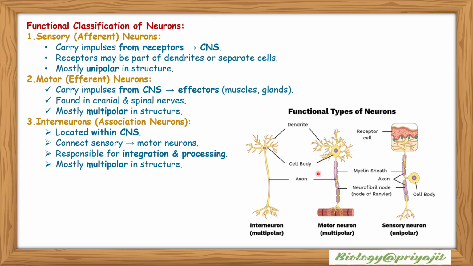The second one is the motor or efferent neuron. It carries impulses from the CNS to effectors, that is muscles and glands. They are found in cranial and spinal nerves. They are mostly multipolar in structure.